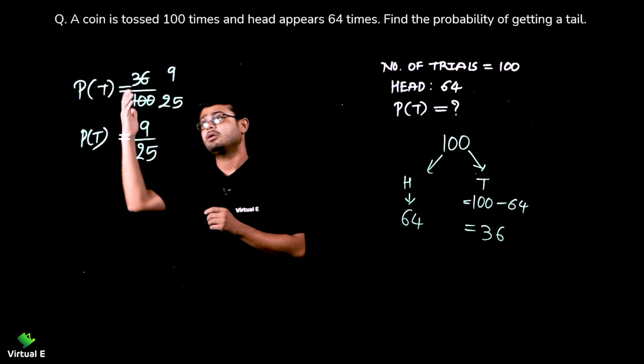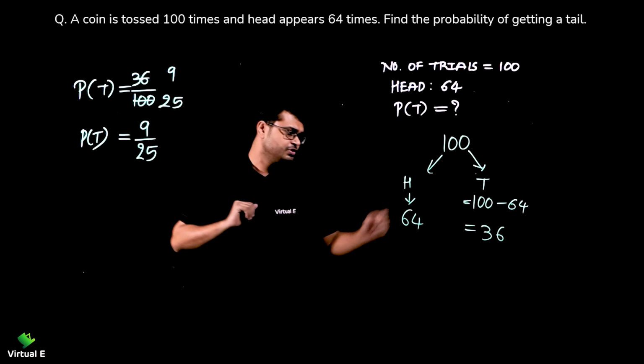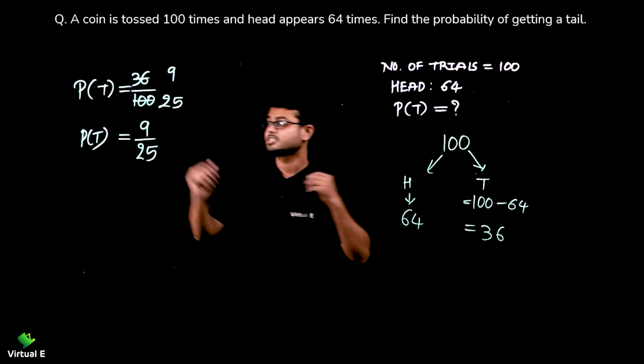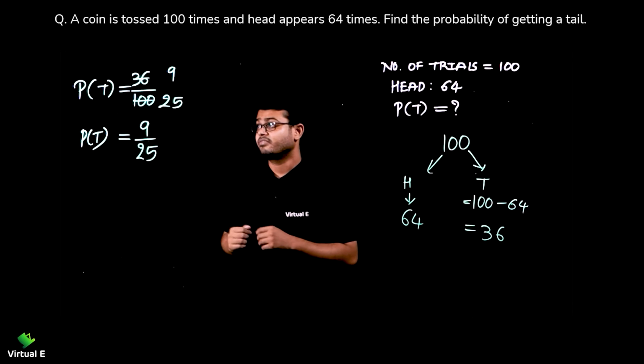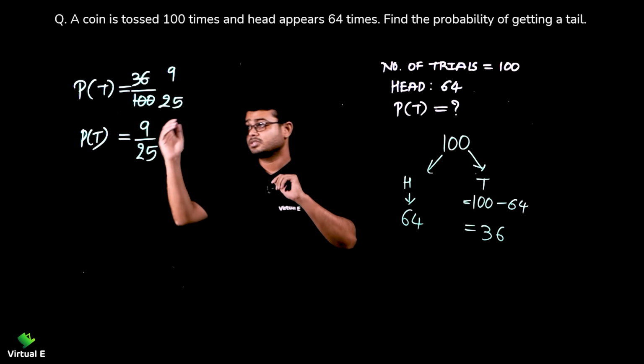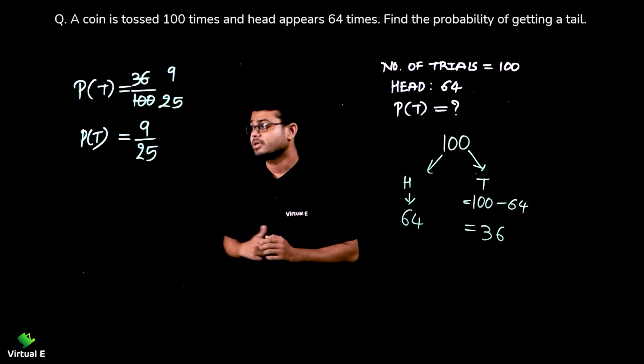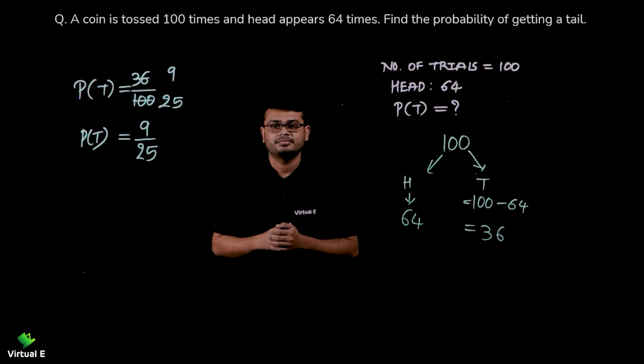Probability means what? Outcome by number of trials. So how many times is tail coming? 36. So in the numerator 36, then number of trials, that is 100. So substitute, do the cancellation and get the answer.